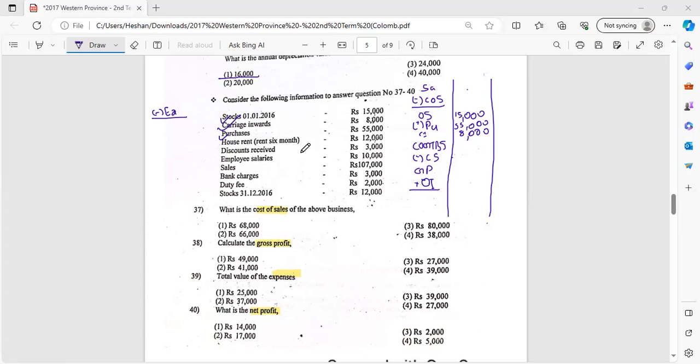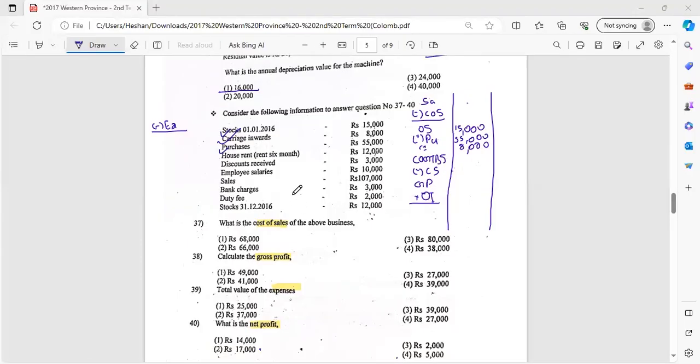Guys, expenses. Right, okay. House rent 6 month 12,000. You know this is an expense. So house rent, simply this is rent. But in here, the matter is whether this is for 6 month or rented out for 1 year, with additional information about the 6 month.